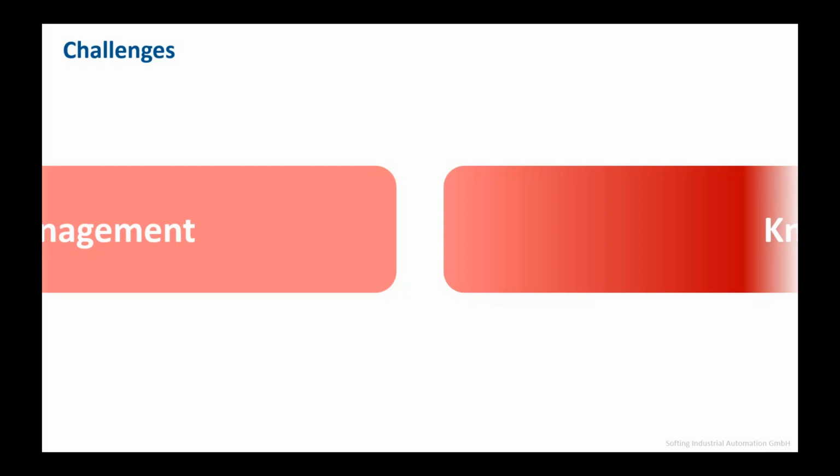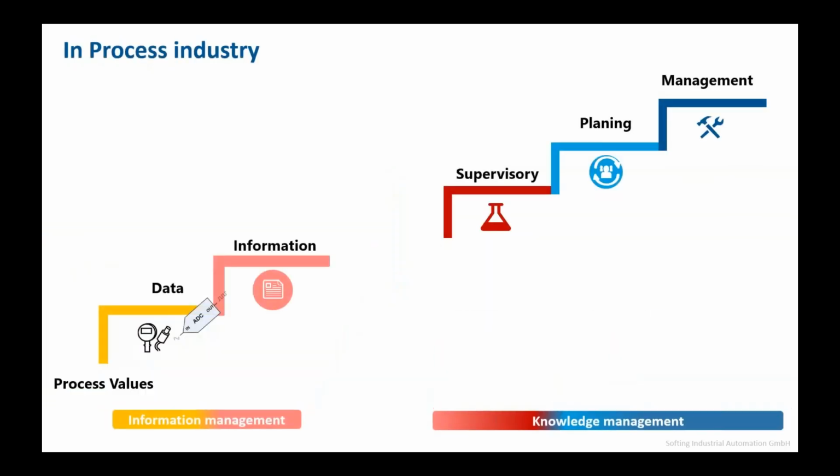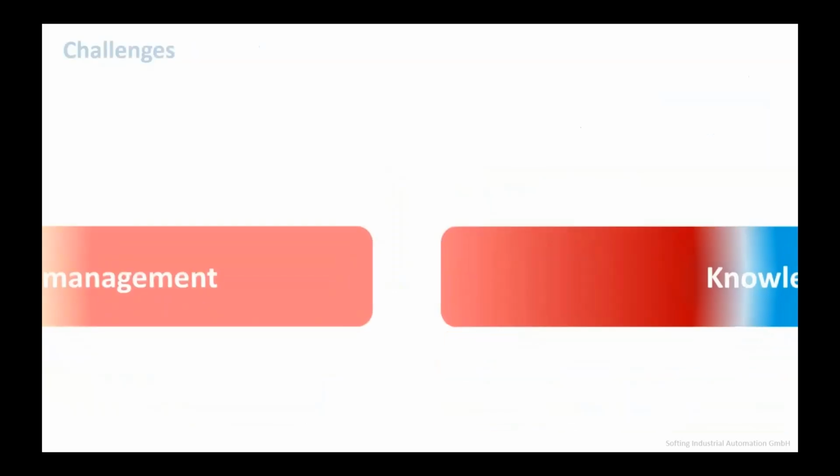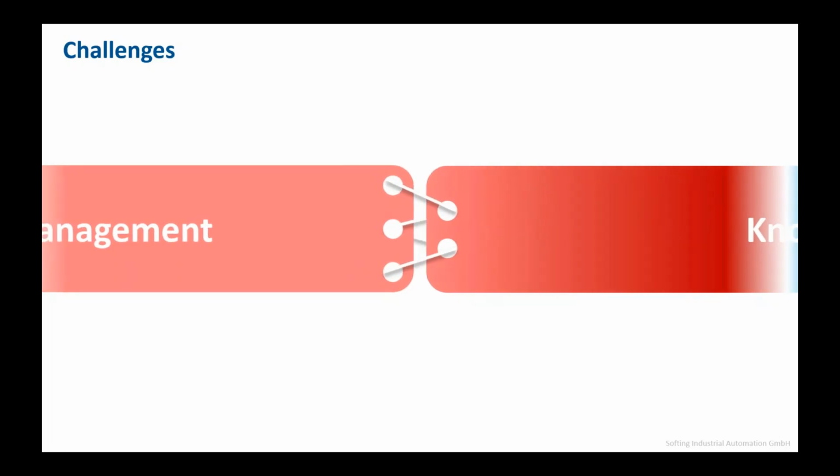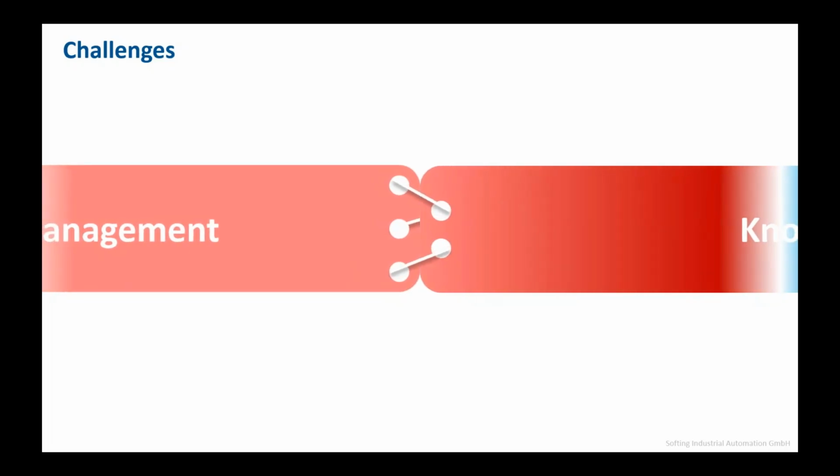So the biggest challenge, as we see here in this picture, is that there's a really big gap between those systems, between the information management and the knowledge management. So our main goal is really to try to put our hands onto this gap and try to squeeze it together and to make it happen so it can work in between.